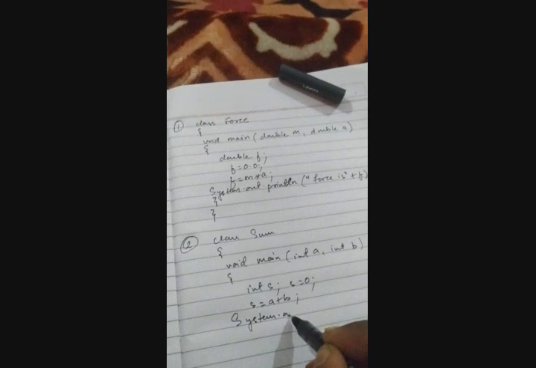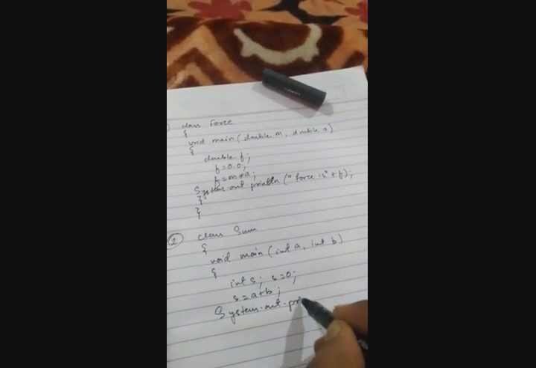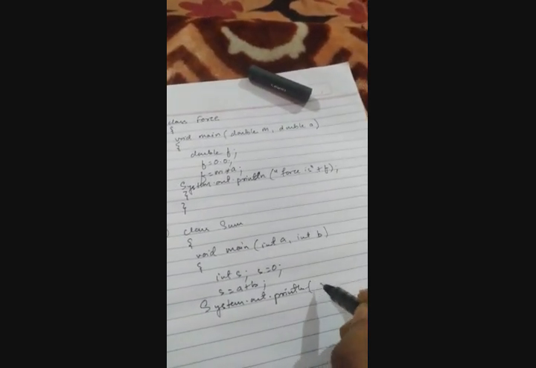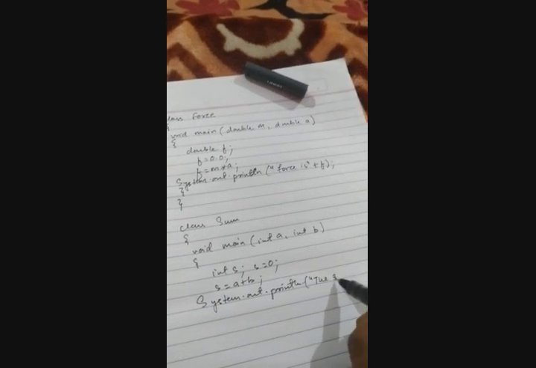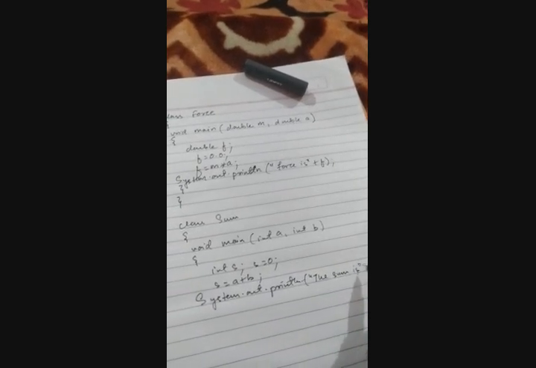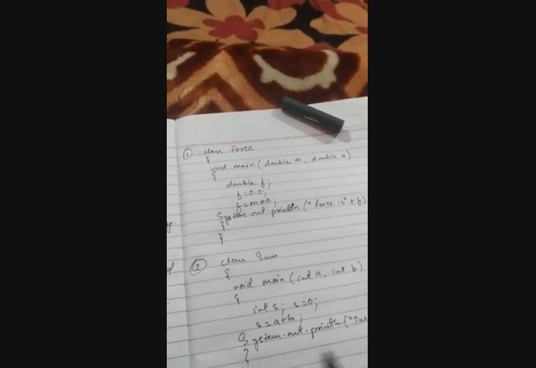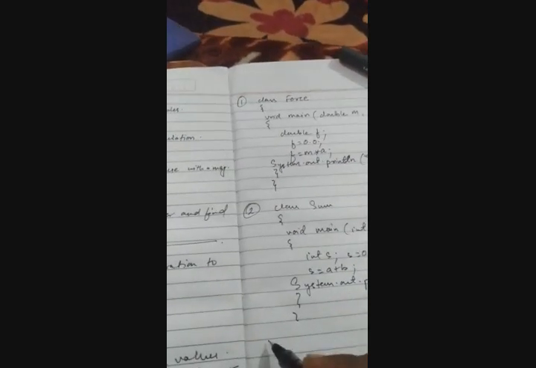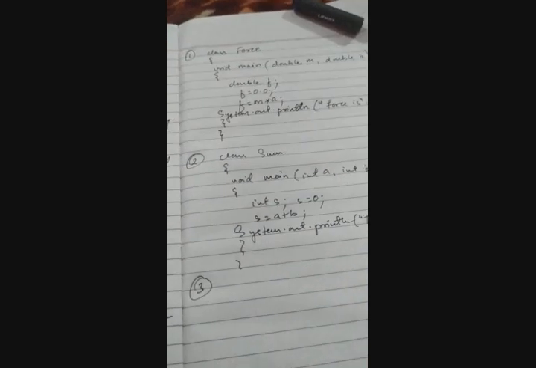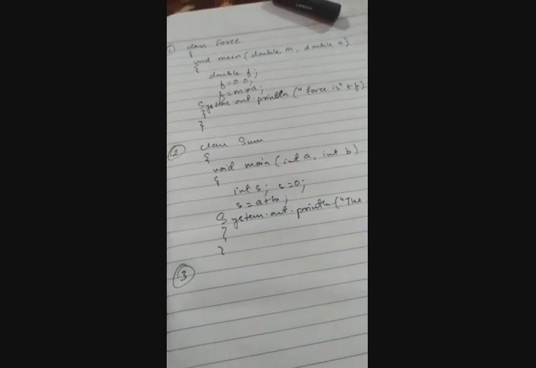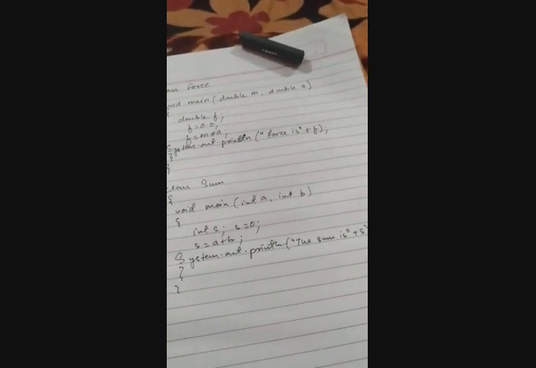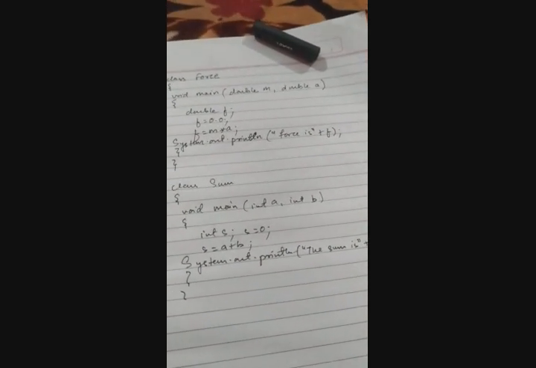System dot out dot println, "the sum is" plus s. Now close. Now we go through the third question. What I had said, this question is to clarify your doubt, whether when we have same type of variables, then how to use it.